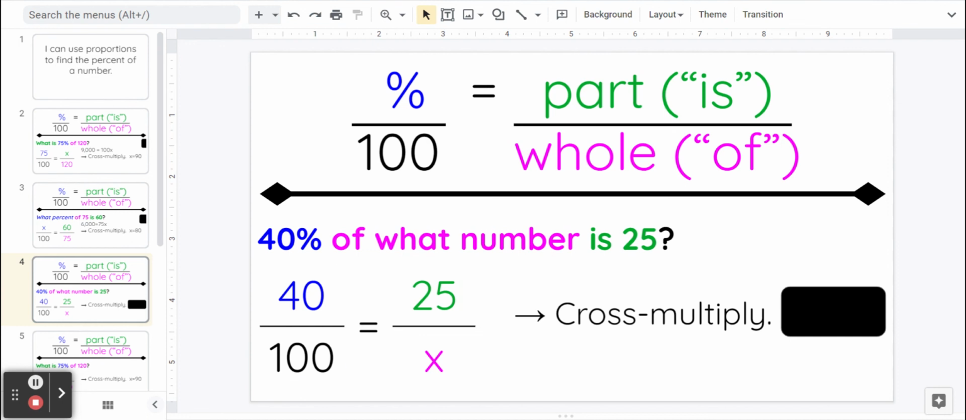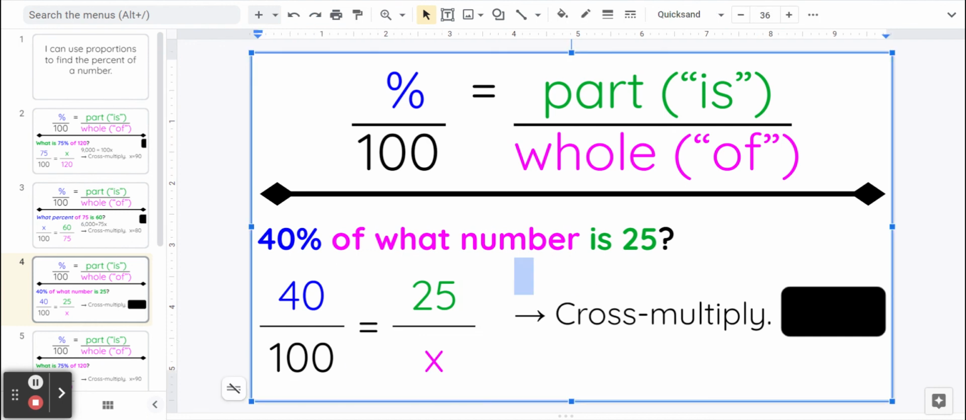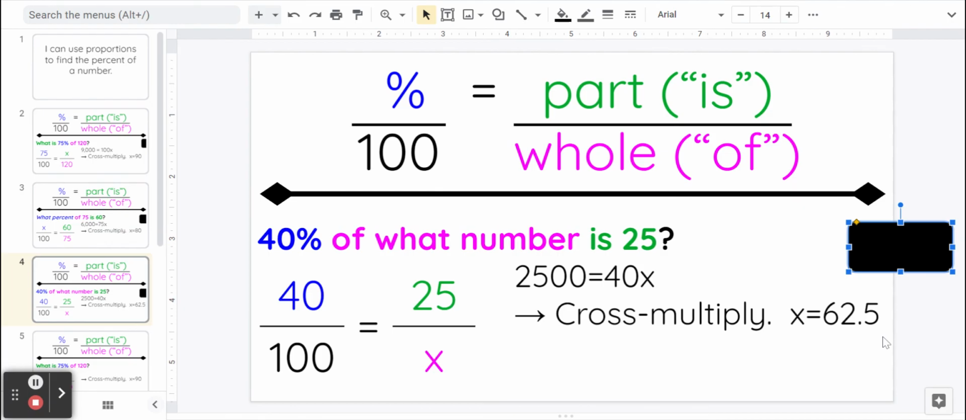Then we'll cross multiply. If we multiply this way, we get 2,500. And when we multiply this way, we get 40x. So 40 times some number is equal to 2,500. The inverse of multiplication is division, so we're going to divide by 40 on both sides. When we divide 2,500 by 40, we get 62.5. So that would be the whole entire amount.